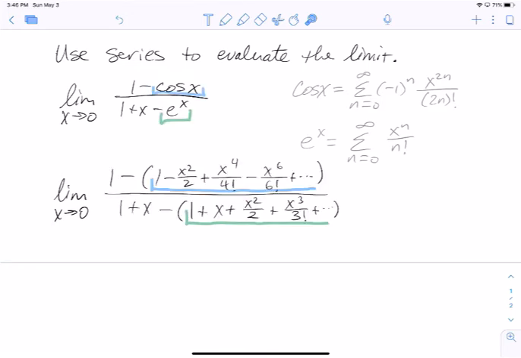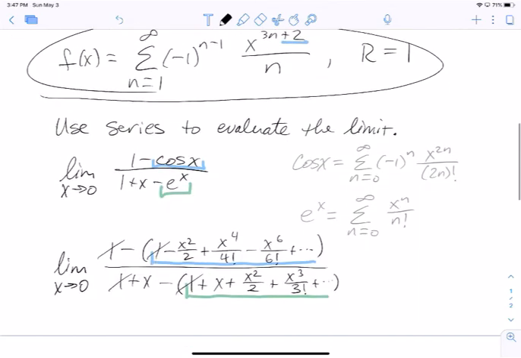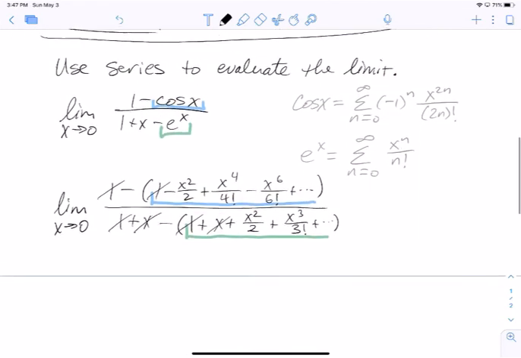Replacing gives me in the limit as x approaches 0 in the numerator 1 minus the quantity 1 minus x squared over 2 plus x to the 4th over 4 factorial minus x to the 6th over 6 factorial and so on. In the denominator 1 plus x minus, and then the expression that we have for e to the x, 1 plus x squared over 2 plus x cubed over 3 factorial, and so on. We see that some things will subtract out. 1 minus 1 subtracts out in the numerator, and in the denominator, 1 minus 1 and x minus x both subtract out.